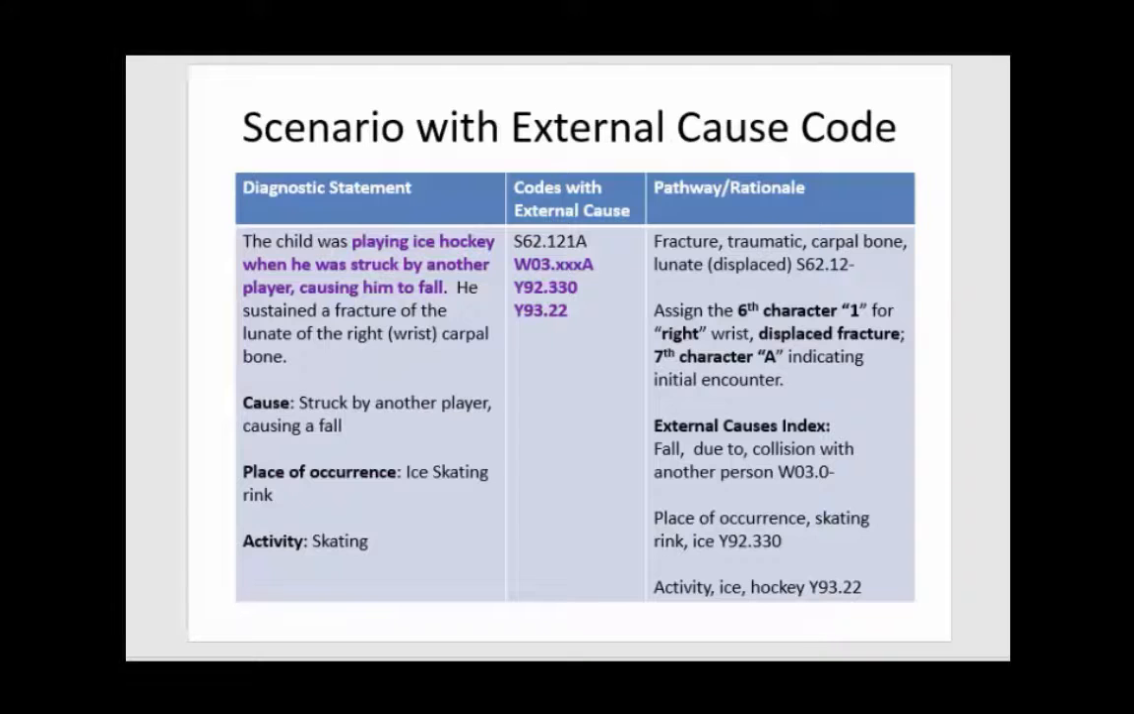The same diagnostic statement, now we're going to add our external cause codes, and we have them here at the pathway on the right. You notice that the W03 code does use a 7th character, but the 2 Y codes, the place of occurrence and the activity, do not offer you the option of adding a 7th character. And just for a reminder, the place of occurrence is only coded on the initial encounter. If this patient is seen in follow-up in his physician's office, that place of occurrence code is never going to be part of the codes, just the initial encounter.